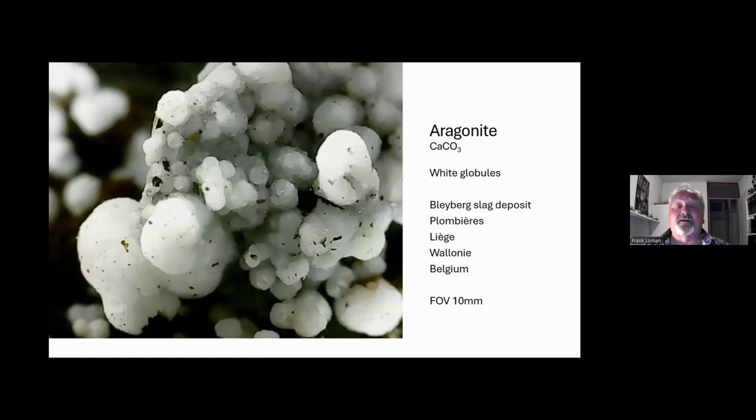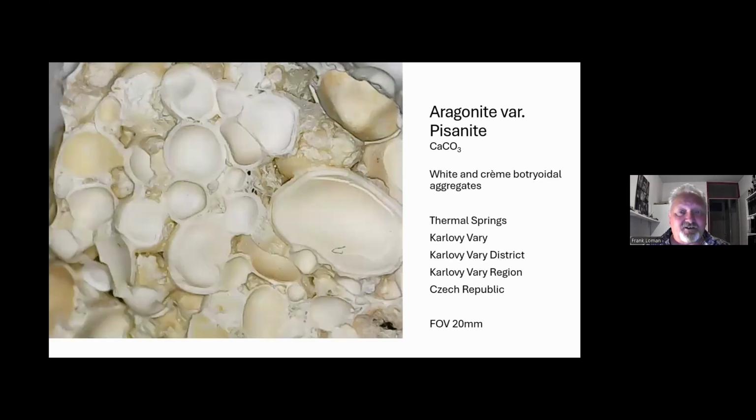Aragonite. Aragonite forms many forms of spherulites. These are white globules from Plombières in Belgium. This is a variety called pisonite, which comes from thermal springs, this time in the Czech Republic. And by the way, the field of view is indicated on the bottom right of the screen.